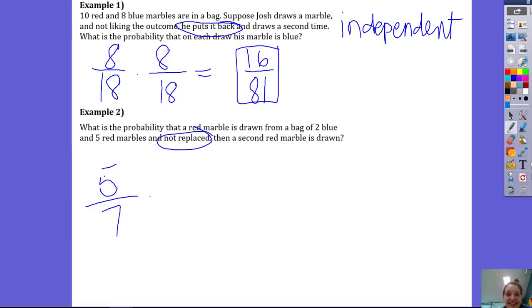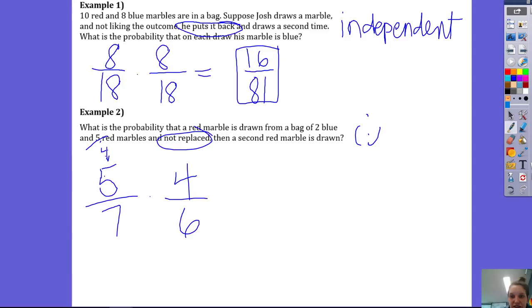So when I draw my second marble, I only have 6 marbles in my bag because I held on to that marble I drew the first time. And that first marble was a red marble. So I don't have 5 red marbles in my bag anymore. Now I have 4 red marbles. So I removed a red marble, so my number of red marbles decreased from 5 to 4. So the probability that I drew a red marble the first time was 5 out of 7. Then because I didn't replace that marble, now I only had 4 red marbles and a total of 6 marbles.